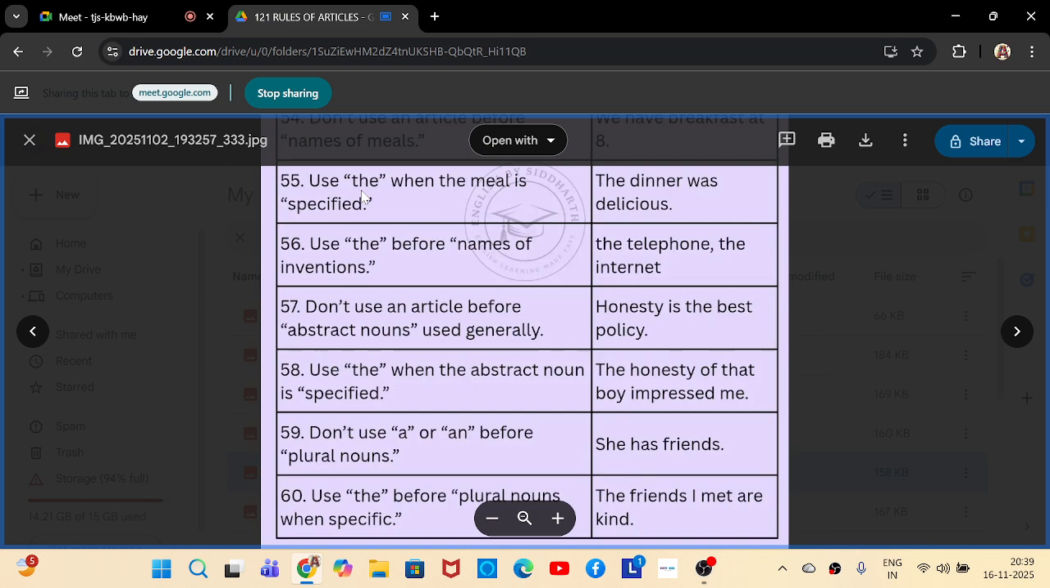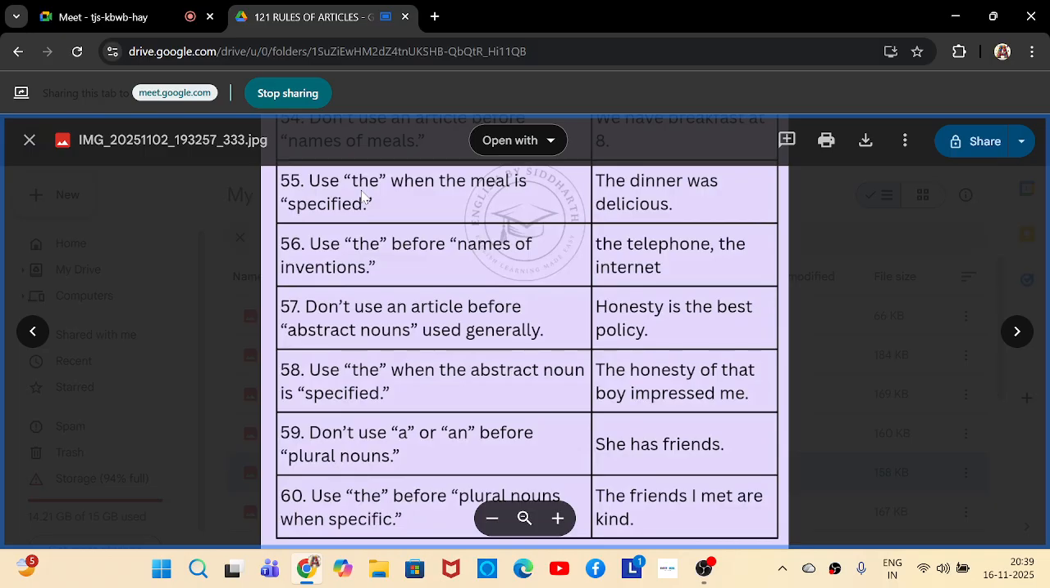Fine. We'll continue. Don't use an article before abstract nouns when used generally. Abstract nouns are basically qualities or human emotions, any quality, feelings, etc. So generally we don't use any article with abstract nouns. We don't use an article with abstract nouns. We have studied this while learning abstract nouns also.